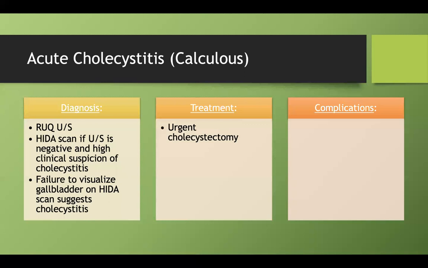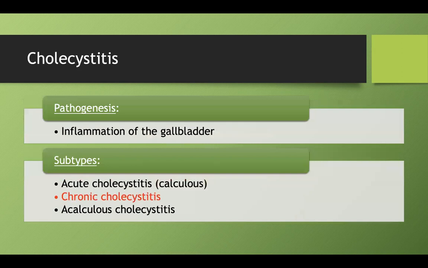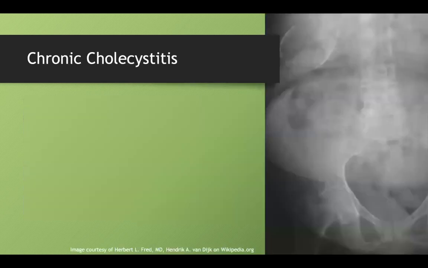So you treat this with an urgent cholecystectomy. You want to get this done quickly, before this inflammation gets any worse. As for the complications, if you have inflammation in your gallbladder, just like appendicitis, there is a risk of rupture. Anytime you have inflammation in one of your visceral organs like this, you run the risk of rupture. Another complication is chronic cholecystitis. So this is a good segue to talk about chronic cholecystitis.